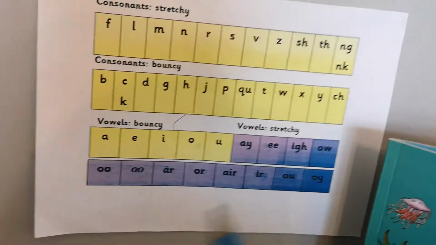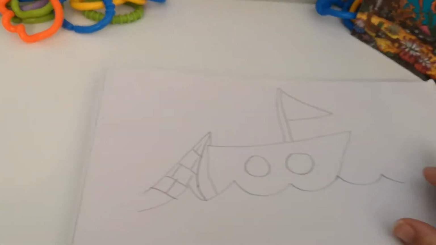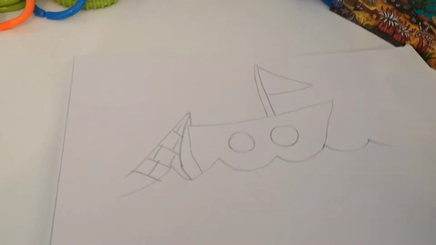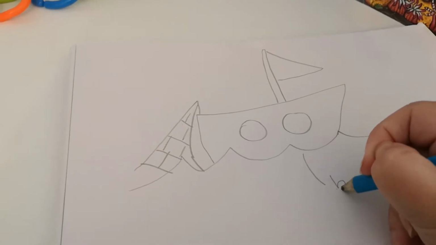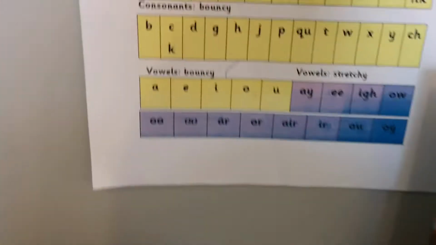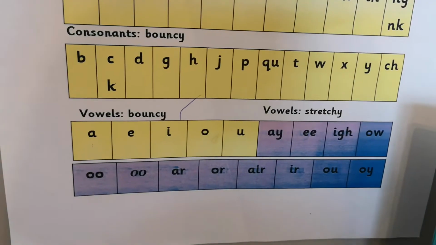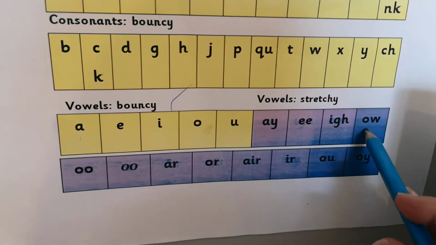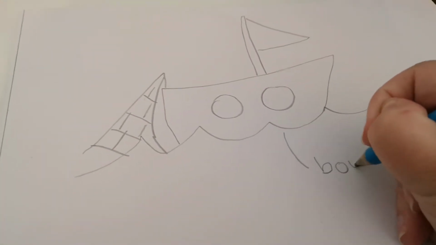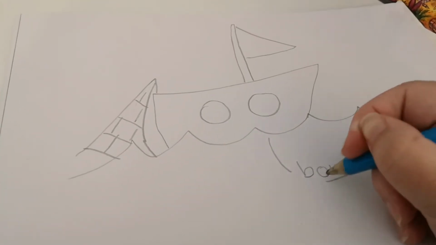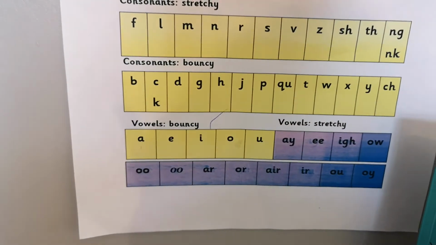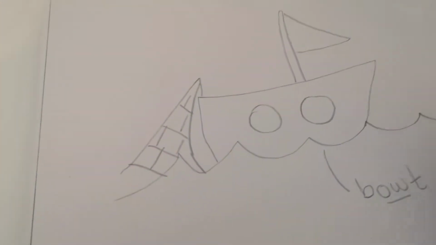So we're going to do some labels and we can look at this speed sounds chart to help us. I think we could start by writing boat. Boat. O. O. O. B. O. T. Boat. B. Oat. Boat. Okay. We've done boat using our sounds.